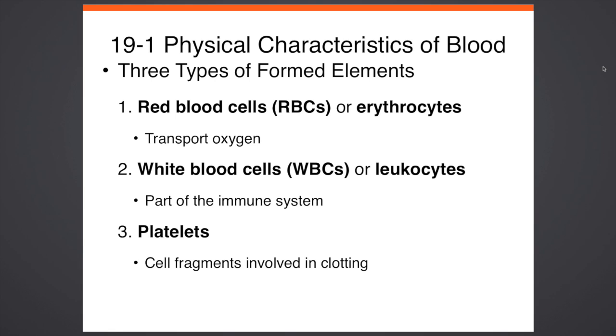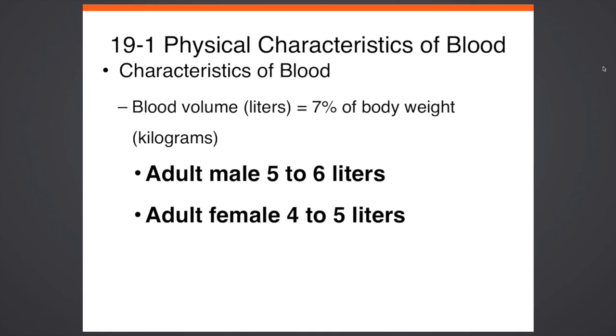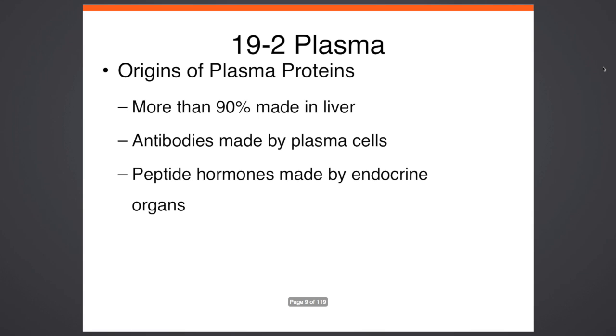Also, you have a certain volume of blood in your body. 7% of your body weight is actually the blood's volume. An adult male has 5 to 6 liters. The female has about 4 to 5 liters. This is on average. Make sure you know this.